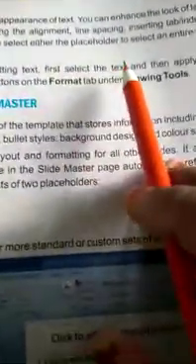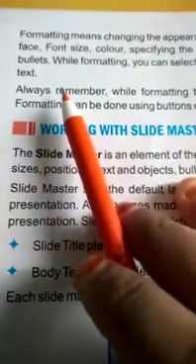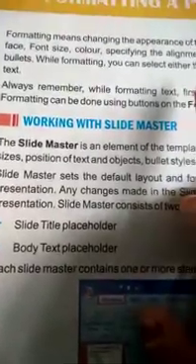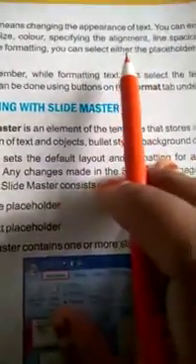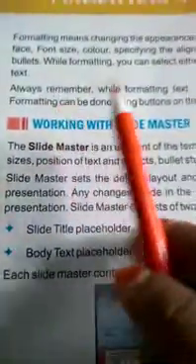While formatting, you can select either the placeholder to select the entire text or select a piece of text. So formatting means changing the appearance of text. You can change font size, color, and you can specify the alignments as well as line spacing, and you can insert the tab or indents and even apply bullets also.